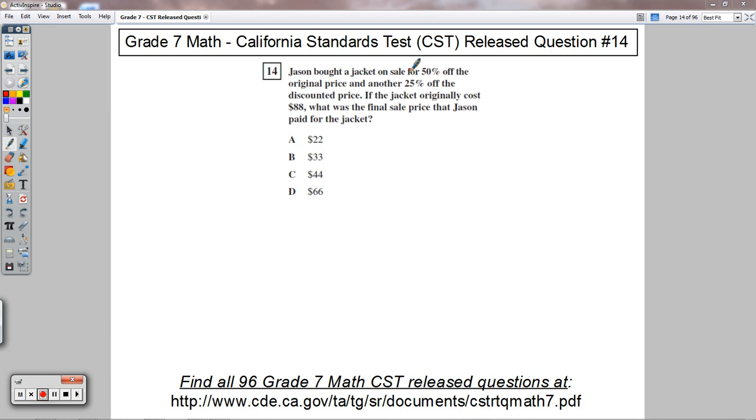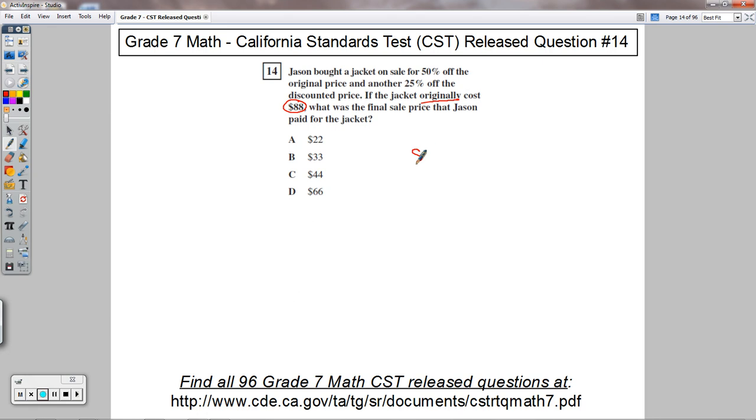So let's take this in two steps. I don't want to just assume that 50 plus 25 is 75% off, because it's going to be 50% off the original price, and then take that new price and take 25% off of that discounted price. And so buying a jacket for 50% off the original price, the original cost looks like is $88.